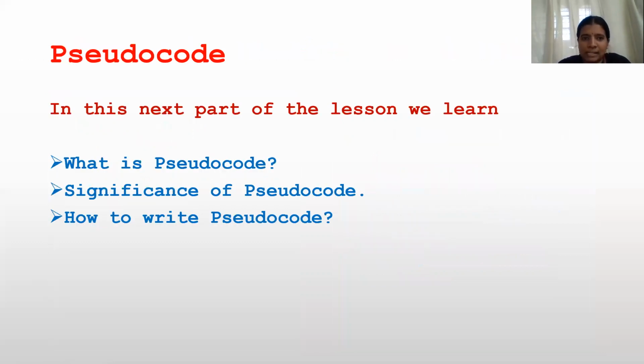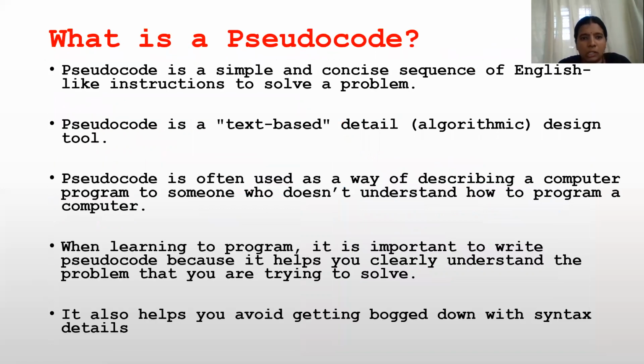Let's move ahead and see in the next part of this video what pseudocode is, its significance, and how we write a few pseudocodes. So what is pseudocode? Pseudo, as the name says clearly, is something imaginary, something vague. Code is instruction. So writing some imaginary or vague code kind of instructions can be termed as pseudocode. So pseudocode is a simple and concise sequence of English-like instructions to solve a problem.